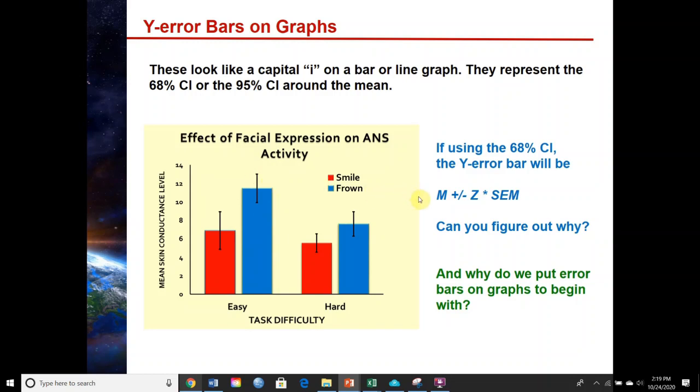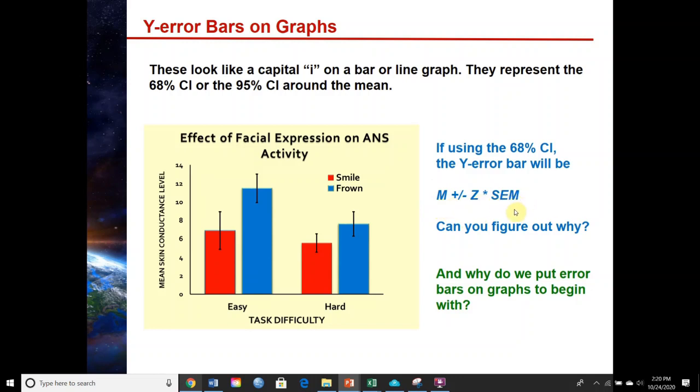Now, earlier you learned that the 68% confidence interval just boils down to x bar plus or minus the standard error of the mean. The z drops out. Why? Because if you want the 68% confidence interval, you're going to use z plus or minus 1, and 1 times any number is that number. So that effectively drops out. The confidence interval is just x bar plus or minus SEM.